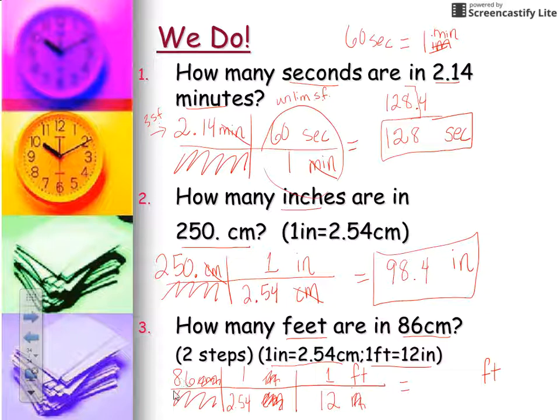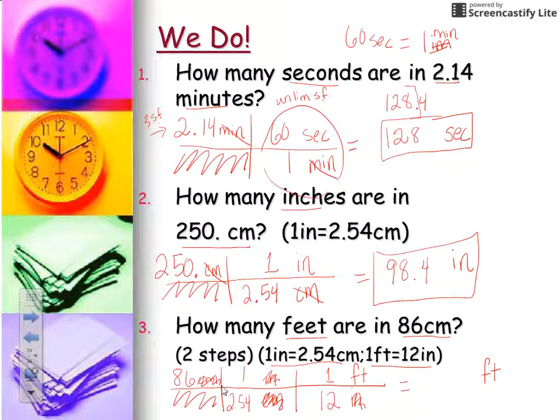Now notice, this is treated like a big fraction bar. Okay, so everything on the top is considered your numerator. So we have 86 times 1 times 1. And everything on bottom is in the denominator. So we need to divide by 2.54 and we need to divide by 12. So I would plug this in my calculator. 86, I would say divided by 2.54, and then I would say divided by 12.